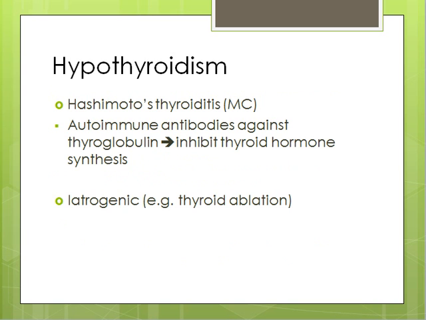So now we're going to talk about hypothyroidism. The most common cause of hypothyroidism is Hashimoto's thyroiditis. Now once again, this is an autoimmune disease that is caused by antibodies that target the thyroglobulin. Now unlike Graves' disease, these antibodies will actually destroy the gland and inhibit thyroid hormone synthesis.